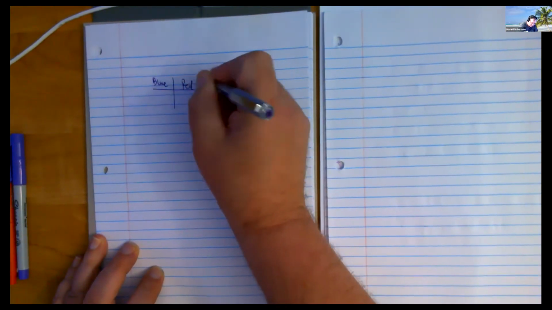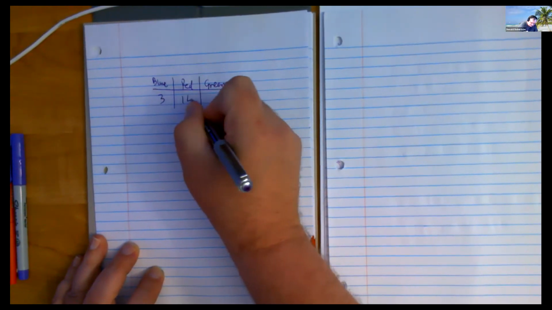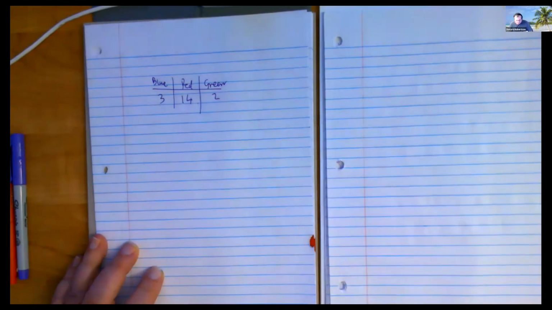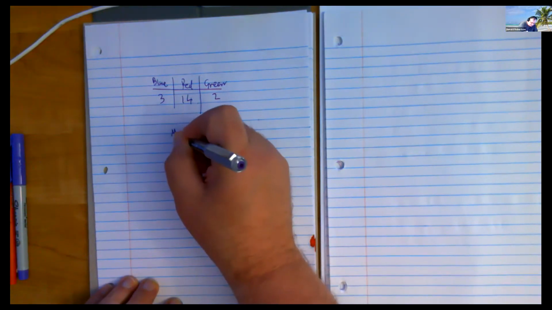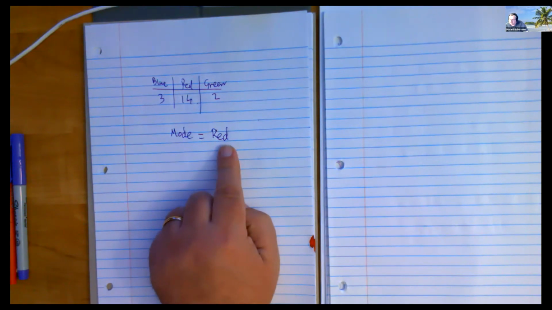Blue, red, and green. So you asked a big bunch of kids, what's your favorite color? And 14 of them said red. So in this world, the mode is red. It's not the 14, it's the thing that they liked. It's the red, right? That does make sense, agreed?